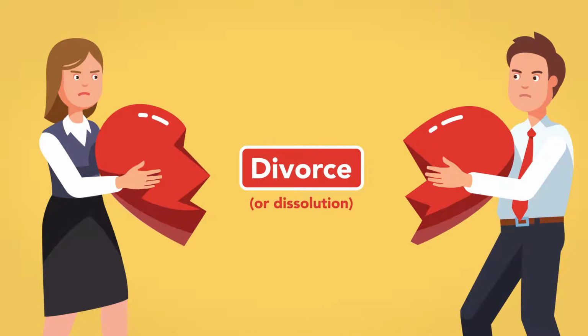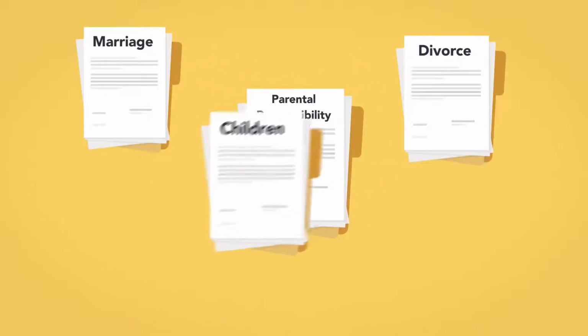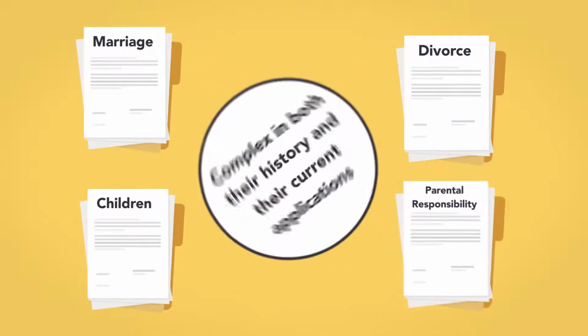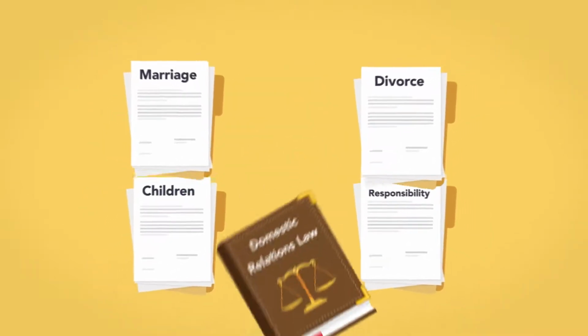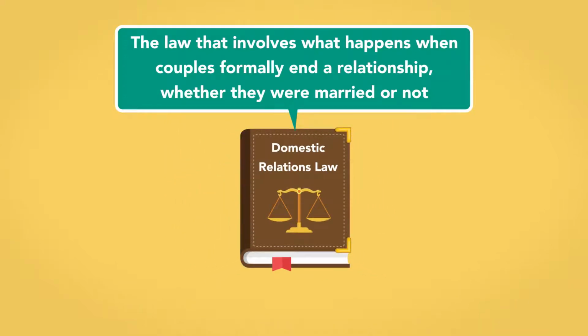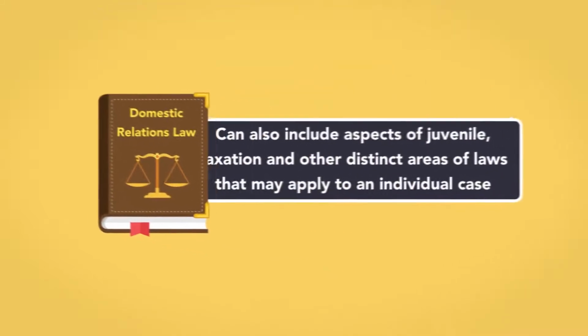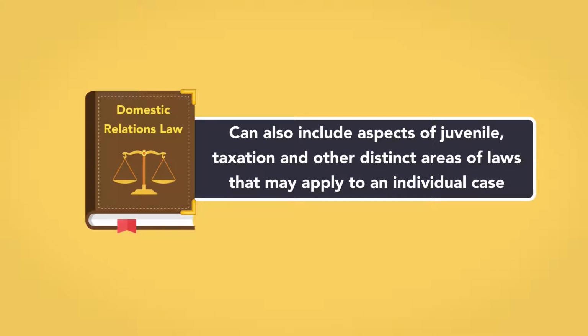During a divorce, the two individuals who comprise the marriage are referred to by the legal term parties to the divorce. Beyond contract law, there are also numerous non-contract laws that are specifically written for marriage, divorce, children, and parental responsibility. These other laws are complex in both their history and their current applications. The entirety of the law that involves what happens when couples formally end a relationship, whether they were married or not, is called domestic relations law or family law. Domestic relations law can also include aspects of juvenile, taxation, and other distinct areas of laws that may apply to an individual case.